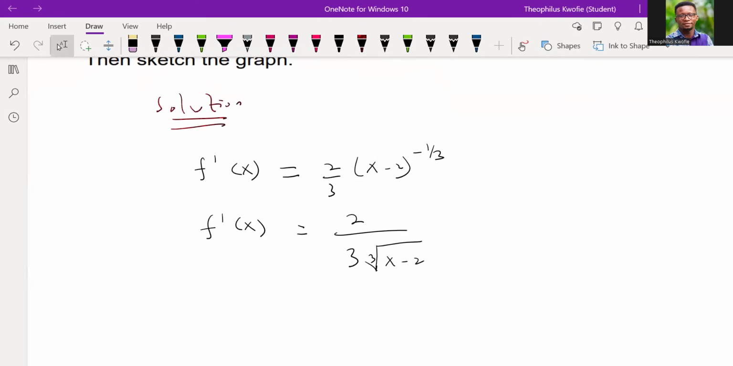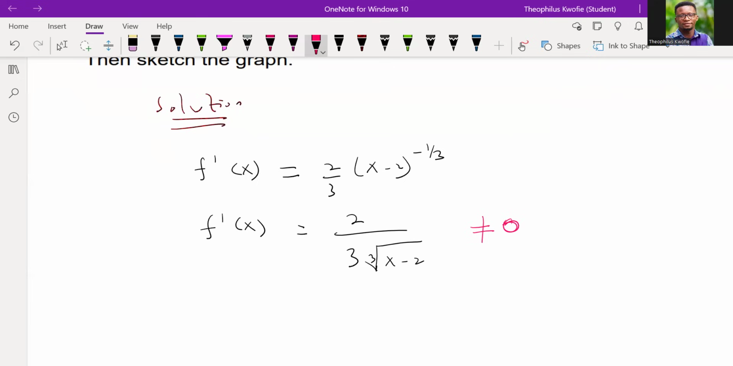Now, let me ask this question. What would be the critical point of this? Remember that to find a critical value of a function, we said that f prime evaluated at that point should be 0, or f prime does not exist, right? But this particular result can never be 0. So we have to rely on the other side, which says that f prime evaluated at c must not exist.